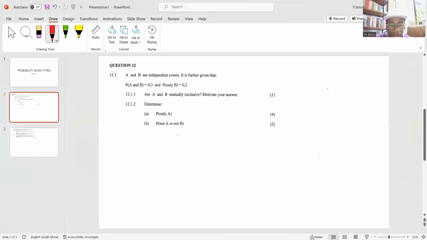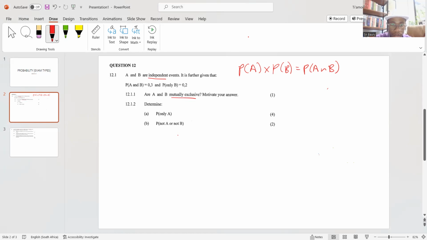are independent events. Further, given that the probability of A and B is 0,3 and the probability of B only is 0,2. So independent events, just remember something. If these mention independent events, I know that the probability of A multiplied by the probability of B is going to be equal to the probability of A and B. That's for independent events.